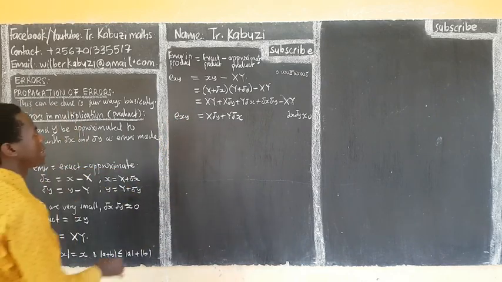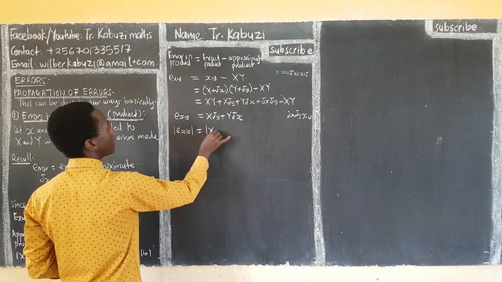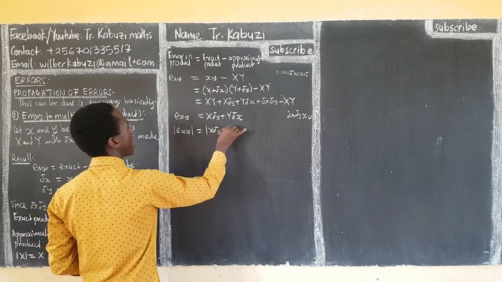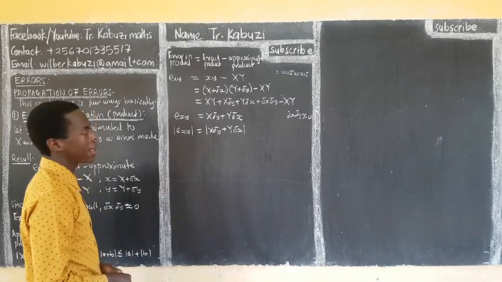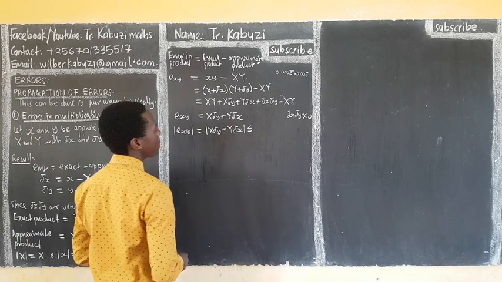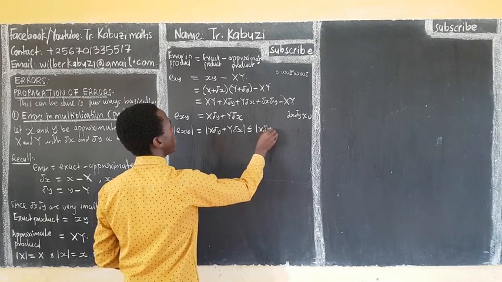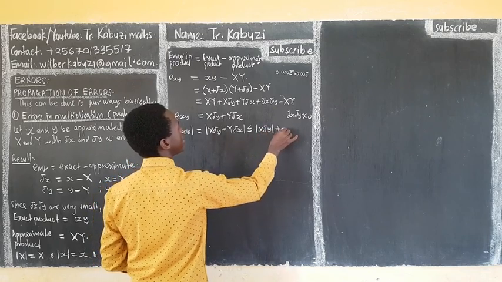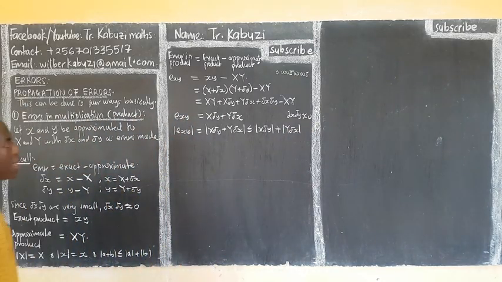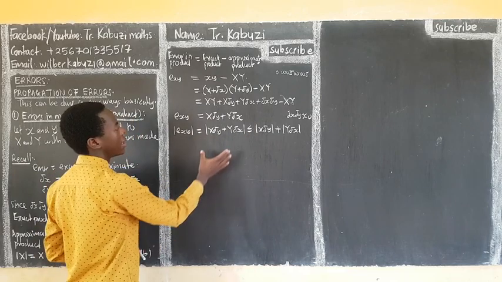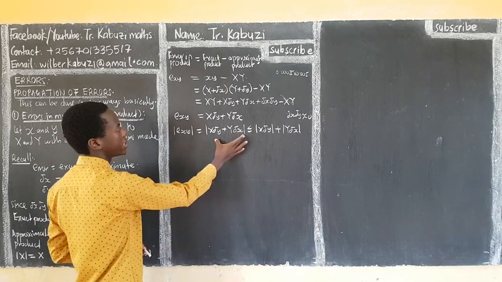So if we introduce modulus both sides, our E(xy) will be equal to the modulus of X delta y plus Y delta x. And we say you can now express this as a sum of separate things. But when you do that, it means that's going to be modulus of X delta y plus modulus of Y delta x, as simple as that. Now, if this is equal to this, and this is less or equal to this, it means that even this is going to be less or equal to this, because this is equal to this.